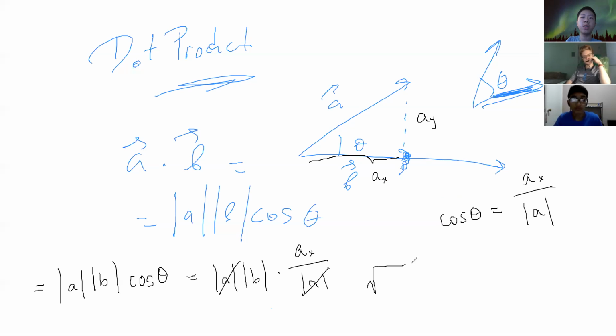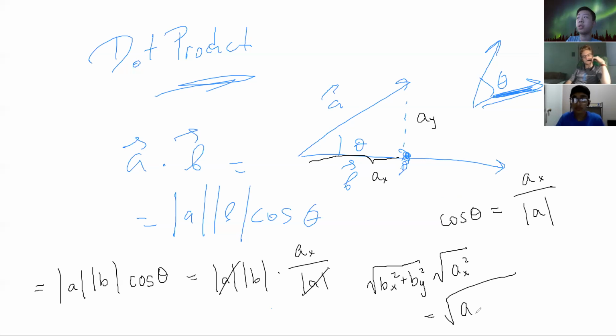The magnitude of B is equal to the square root of bx squared plus by squared. And then we can multiply that with a sub x, which is the square root of a sub x squared, right? And by the distributive property of multiplication, we can also distribute multiplication inside of square roots. We get this is equal to the square root of a sub x, b sub x squared plus a sub x, b sub y squared.